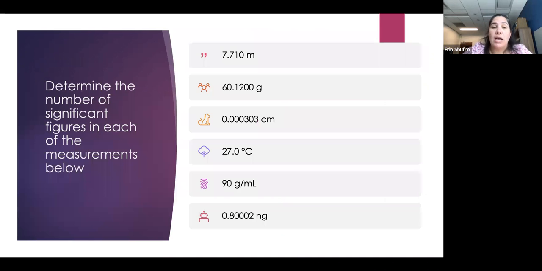So now you guys go ahead and try. There's some measurements. Go ahead and see if you can determine how many significant figures are in each measurement. And I'm going to put 2 minutes on my timer. You guys can talk to each other in the chat, kind of go back and forth. But go ahead and see if you can answer.